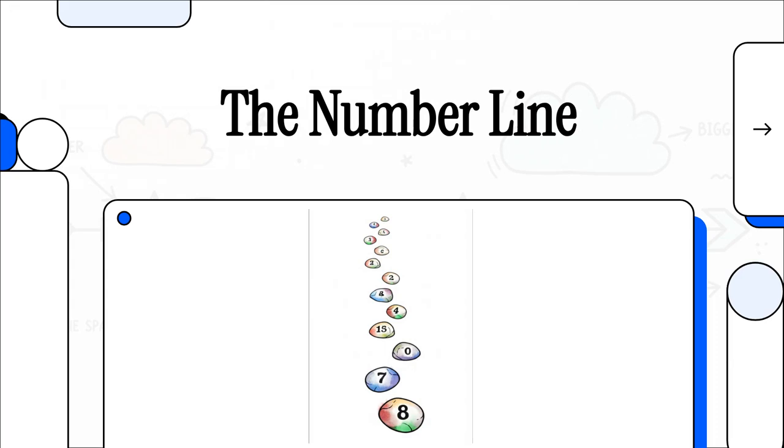All right, welcome. Today, we are diving into one of the most powerful and maybe one of the most underrated tools in all of mathematics. It looks like just a simple line, but trust me, it holds the secrets to understanding how every single number relates to every other number out there. Yep, we're talking about the number line.